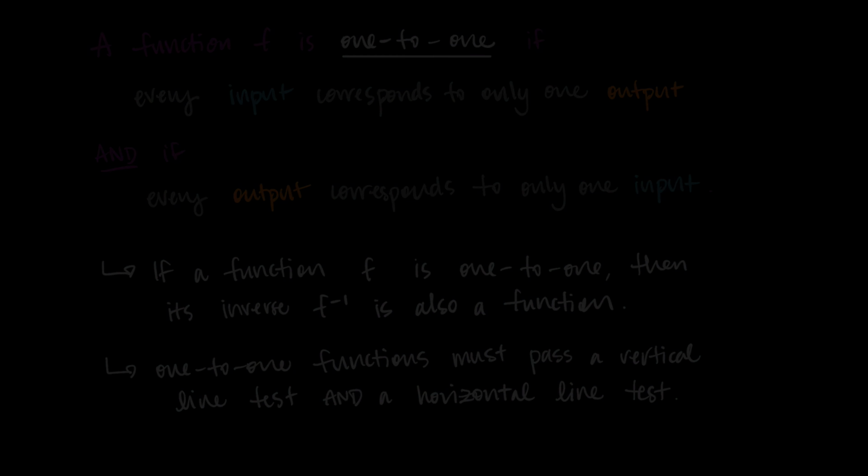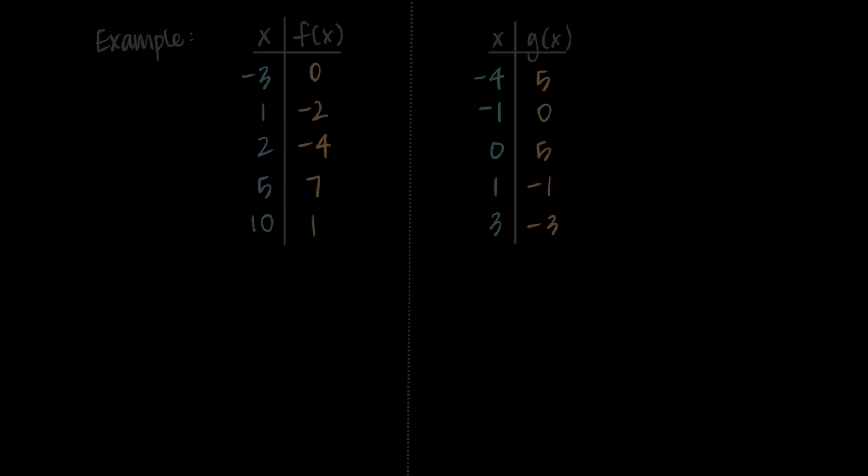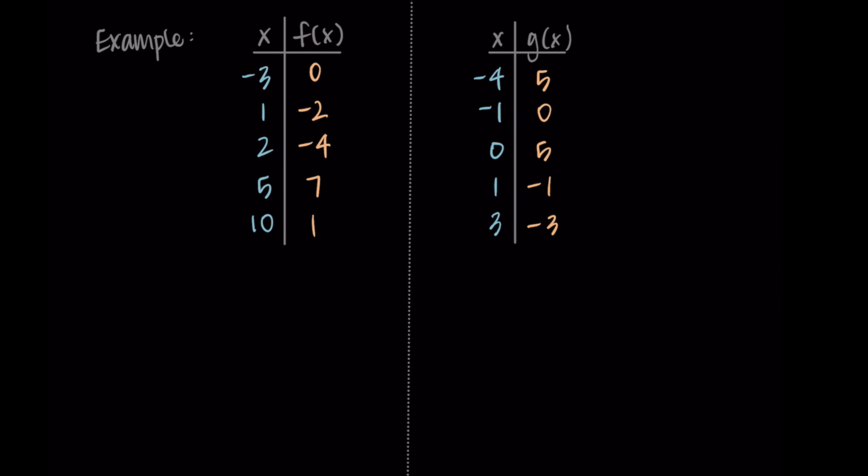Alright, so let's go back to our examples and use our new vocabulary. So when we look at the functions f and g, I'm first noticing that these really are functions. Every input to f has only one output, and every input to g also has only one output. So f and g are both functions. Now let's check if they're 1-to-1.